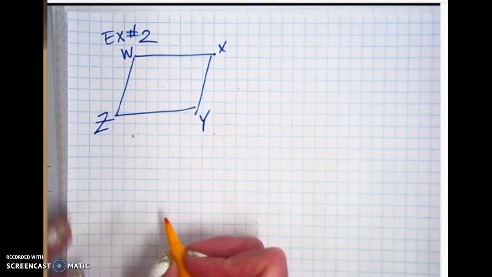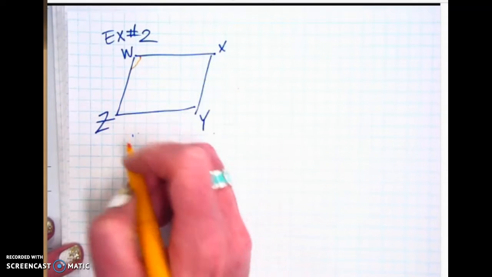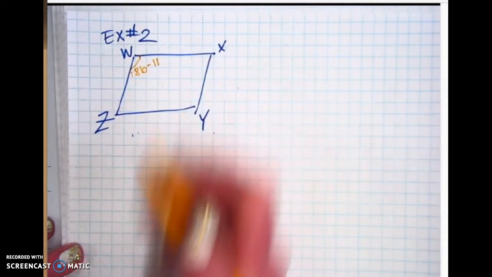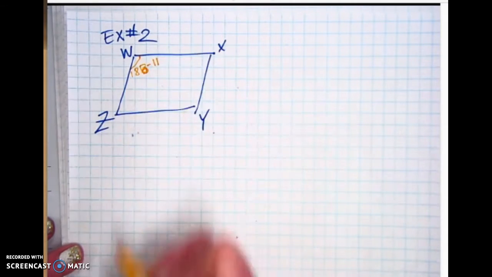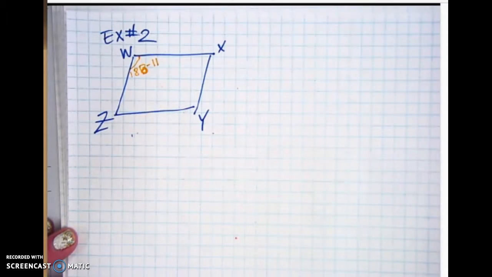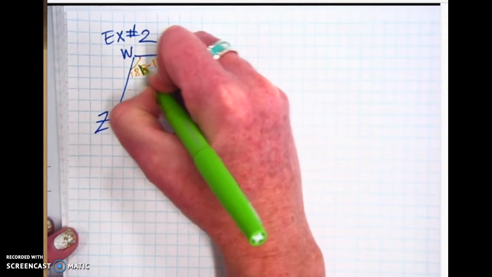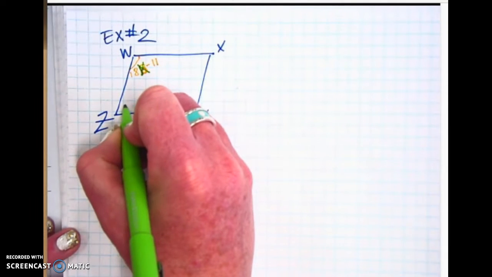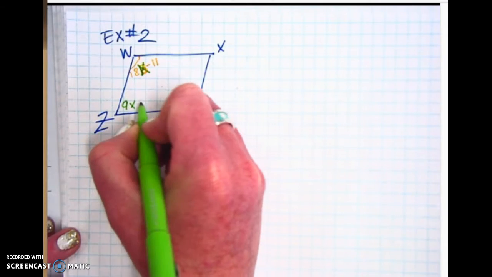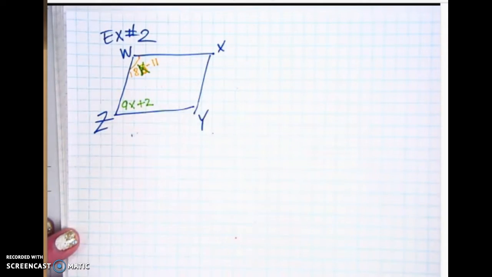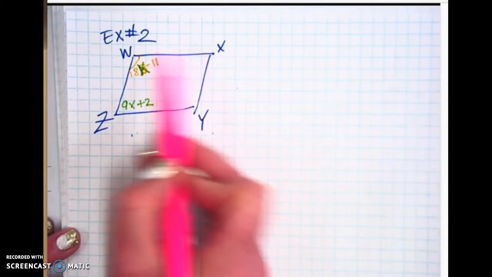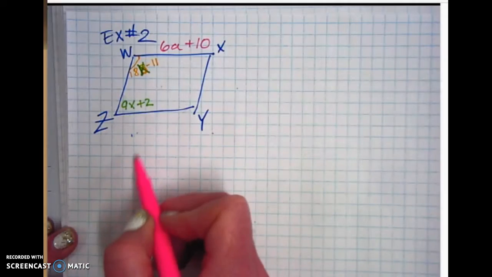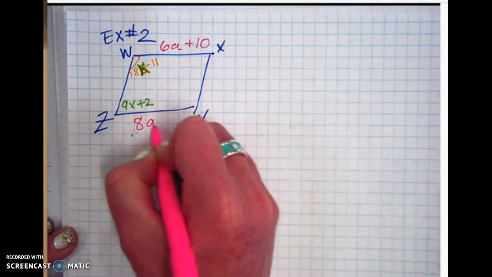And let me give you some information. Angle W up here is 18X minus 11. I'm going to make that an X so it doesn't look like a 6 or an 8. There we go. 18X minus 11. That makes life easier. And angle Z is going to be 9X plus 2. Up top, side WX is 6A plus 10. And down at the bottom, side ZY is 8A minus 4.